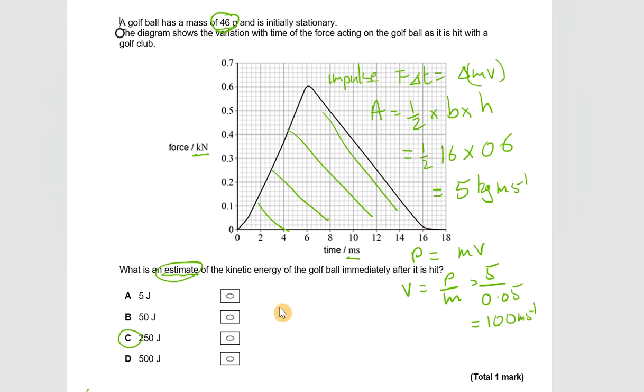Okay, now we want to find the kinetic energy. So we know kinetic energy is a half times mass times velocity squared. Let's put some numbers in. Half times, again, I'm going to use 0.05 kilograms for the mass of this object, multiplied by 100 meters per second squared, and we're going to get a final kinetic energy of 250 joules. Answer C.